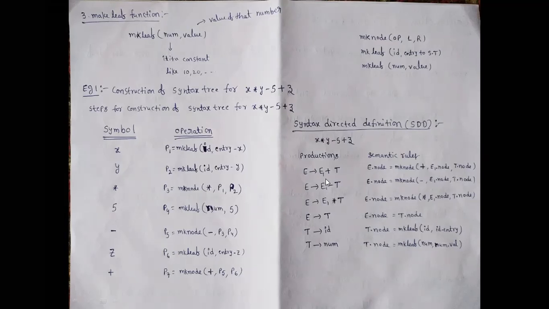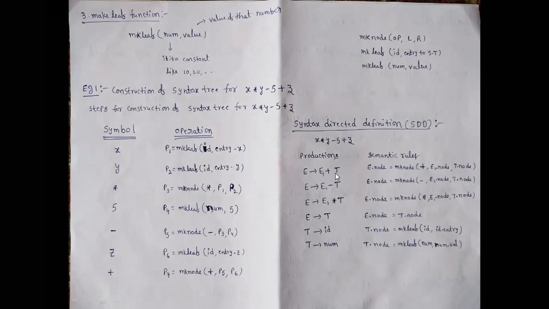E produces E1 plus T, E produces E1 minus T, E produces E1 star T, E produces T, T produces ID, and T produces num. So here we have the productions. What are the semantic rules here? The semantic rules use E dot node, where node is the attribute, since we are constructing a syntax tree and it is in the form of nodes. So E dot node equals, for the plus operation, the function for constructing an operator node, make node. Okay, make node. So what is the first one?